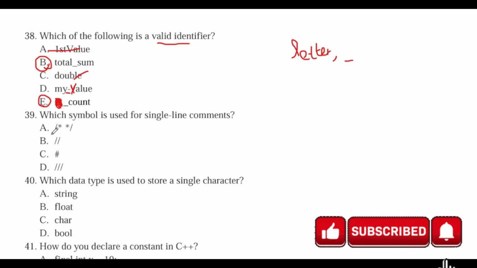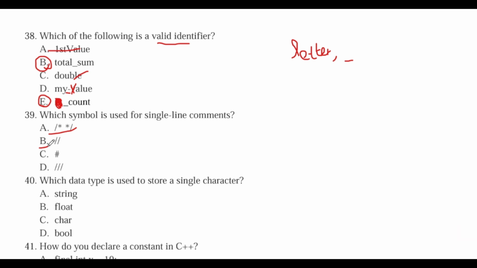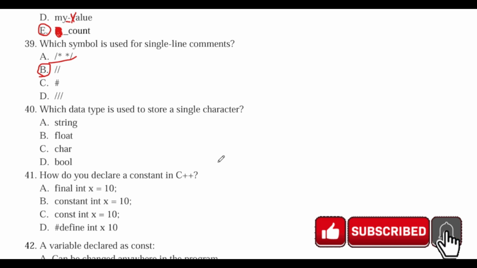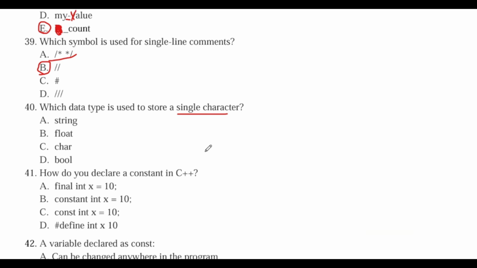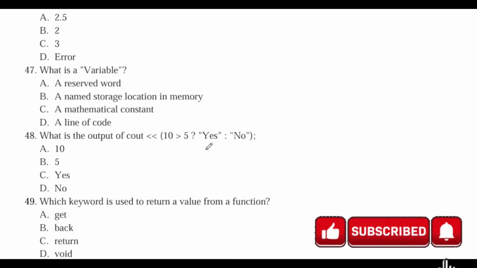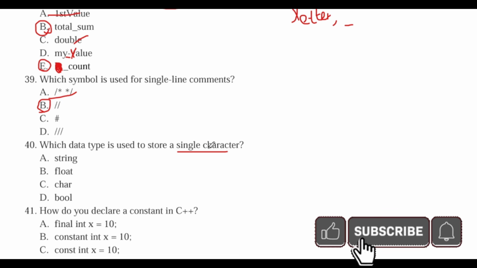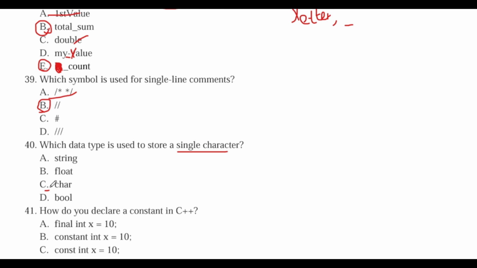Okay. Question number 39. Which symbol is used for single line comments? We have two types of comment, double line and single line. The first one is the double line comment. The single line one is this. B is the single line comment. Question number 40. Which data type is used to store a single character?